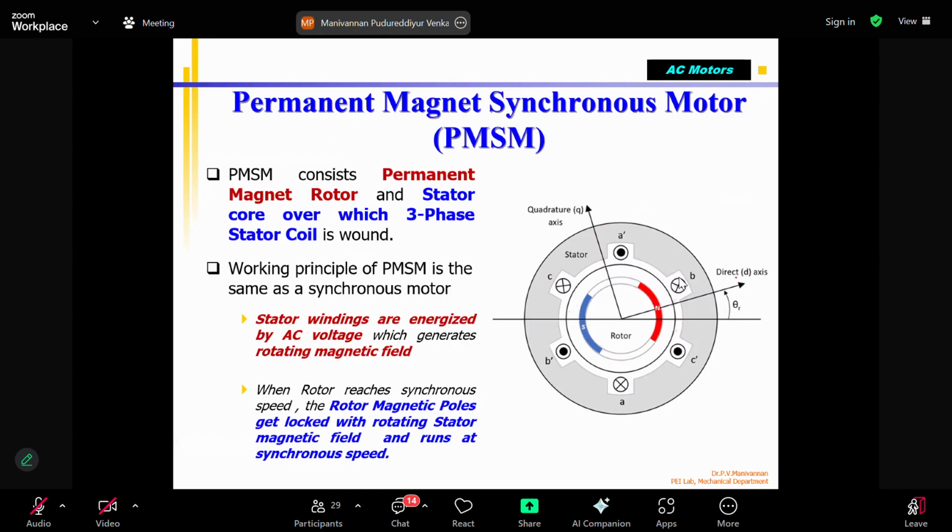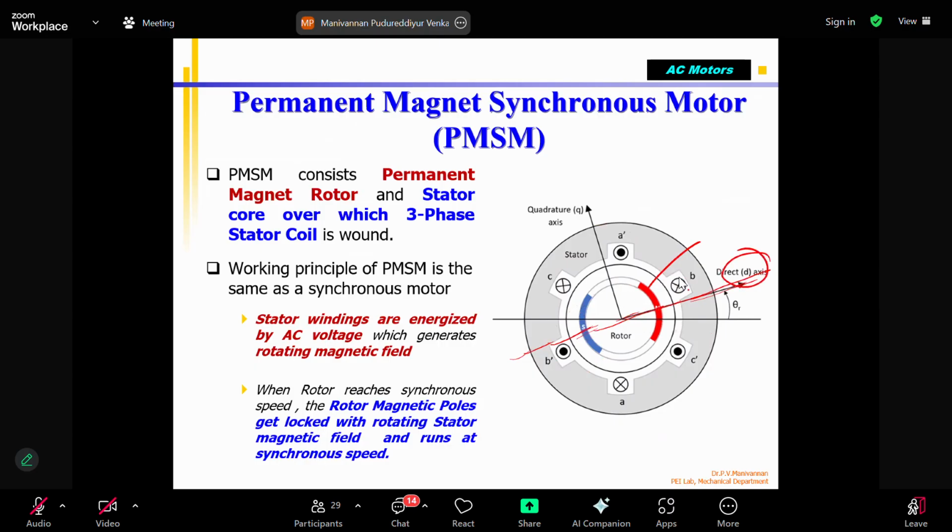So the direct axis means we know that this is the magnet. Correct. I told you, the rotor magnet. This axis, the center part. Let me clear it. You can see it. Right. So you can see that this is the center axis of the rotor magnet, north and south pole. In the center, if I draw a line aligning in the center of north and south pole, that is called a direct axis.